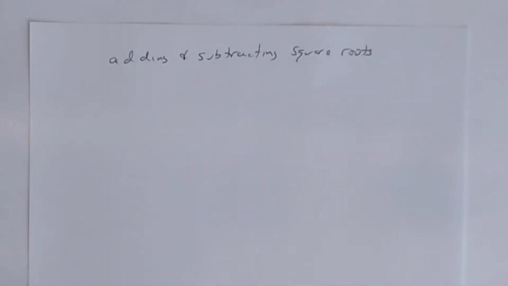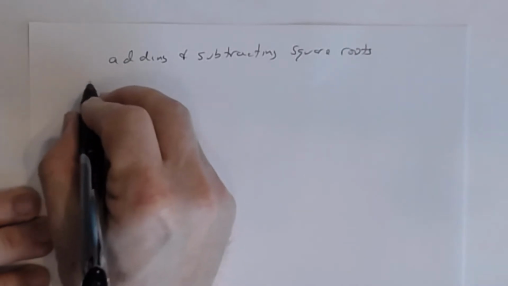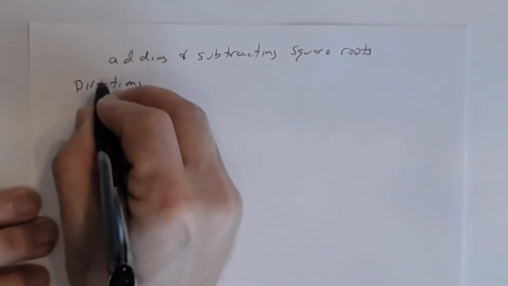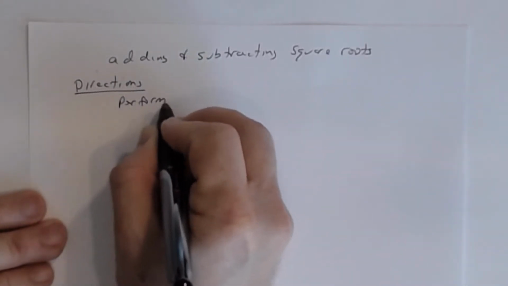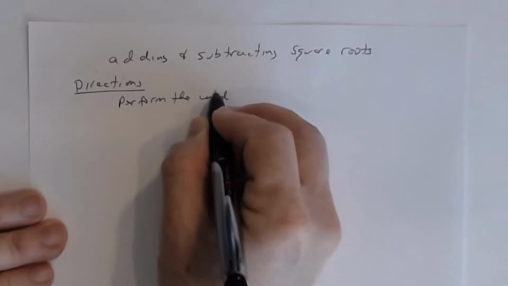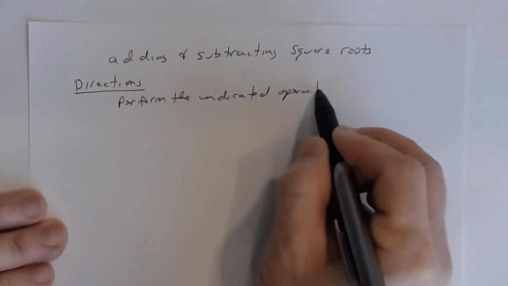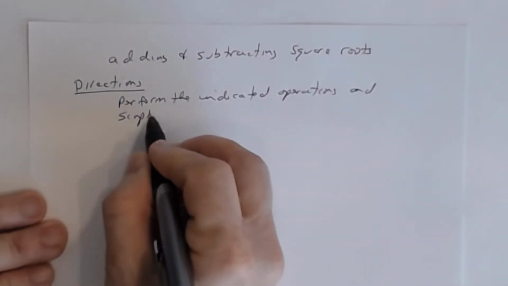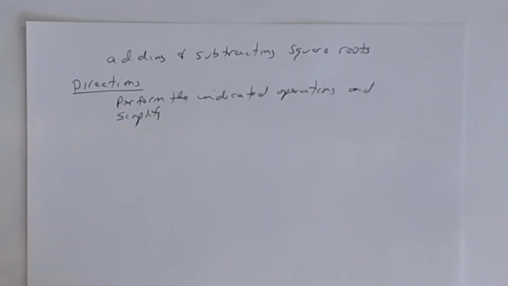Terminology that you have to remember. So let's look at number one. The directions will probably say something like this: perform the indicated operations and simplify. So perform the indicated operations and simplify.